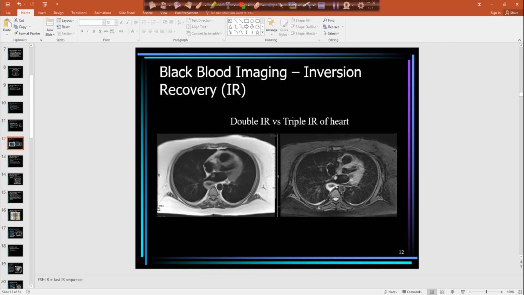So if you get asked on a test, what would the clot appear as on black blood imaging? Would it appear bright or dark? Would it appear hyper-intense or hypo-intense? Hyper-intense.